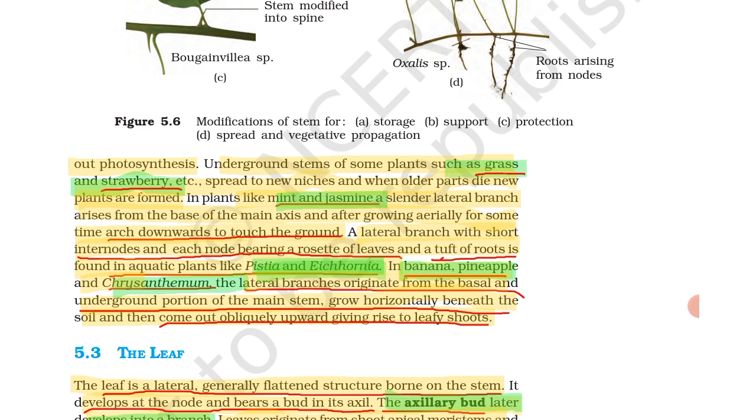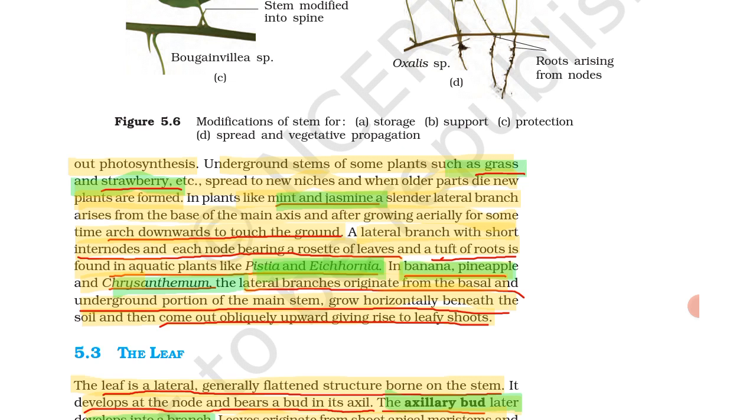Next is a lateral branch with short internodes, each node bearing a rosette of leaves and a tuft of roots, found in aquatic plants like Pistia and Eichhornia. Each node has many leaves and roots, so they are called a rosette of leaves and tuft of roots. The examples are Pistia and Eichhornia.